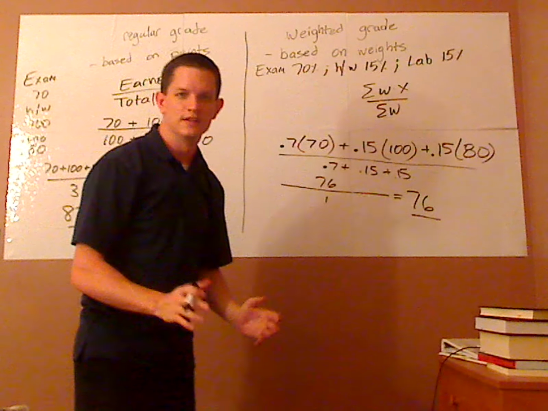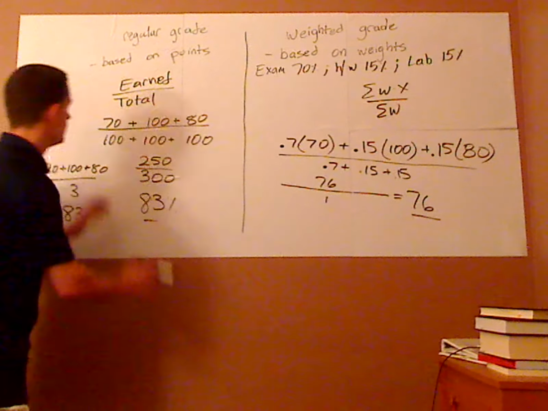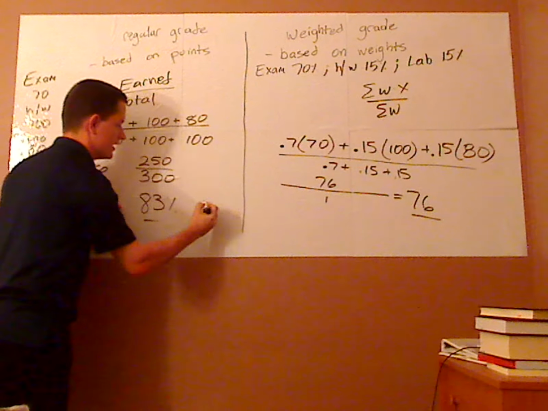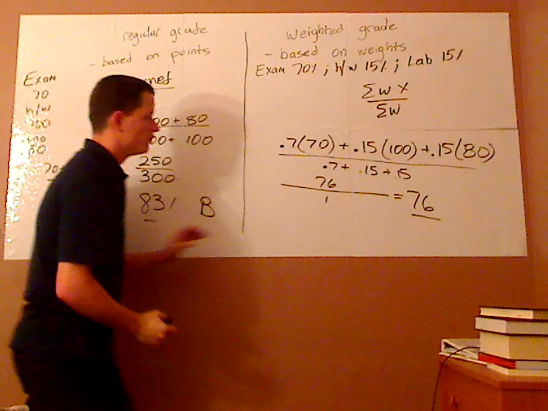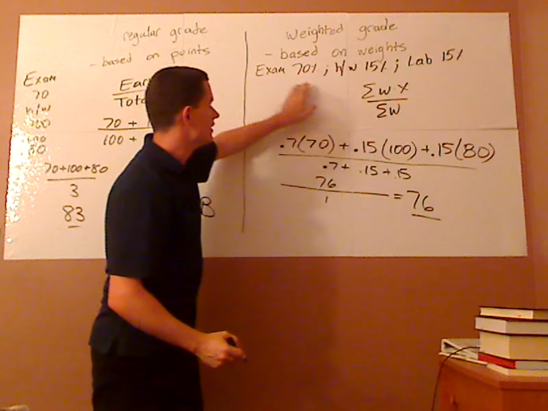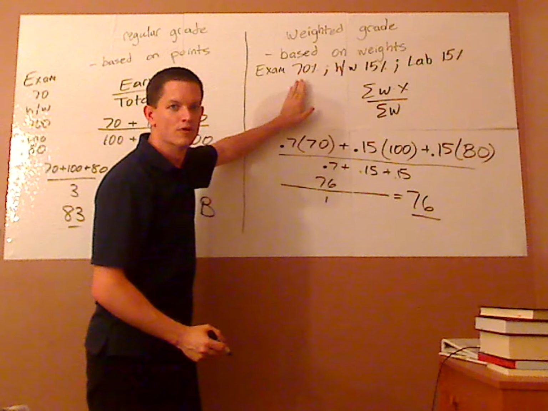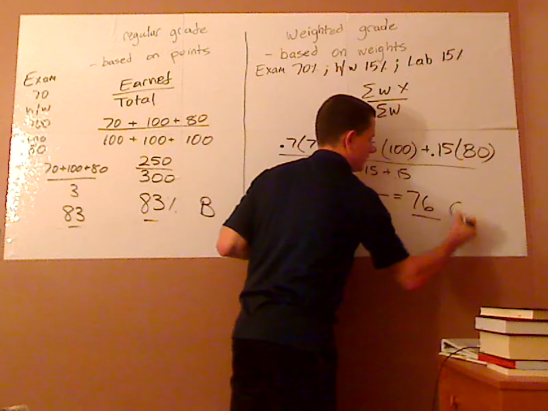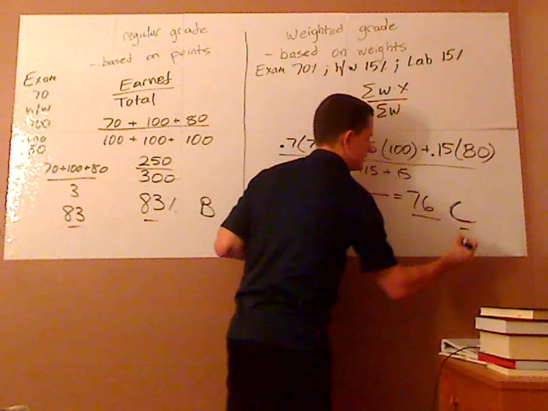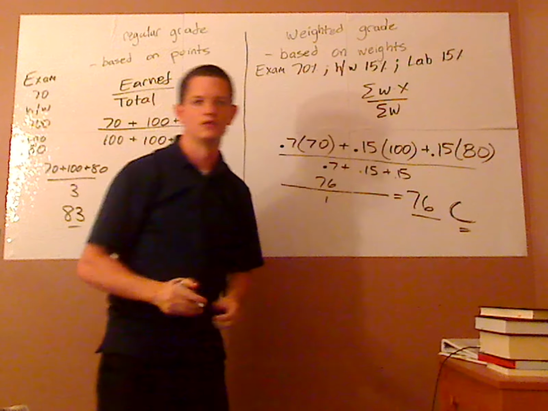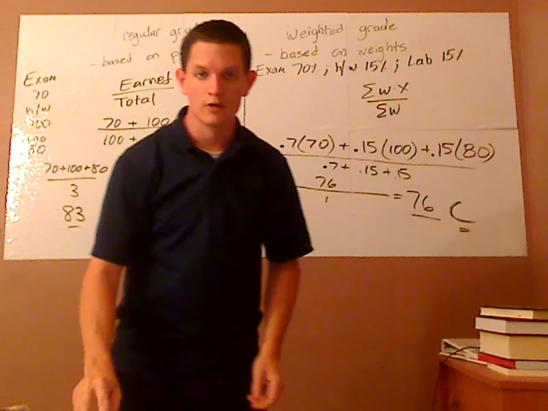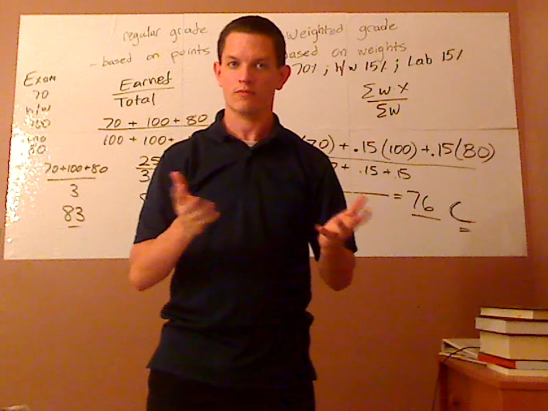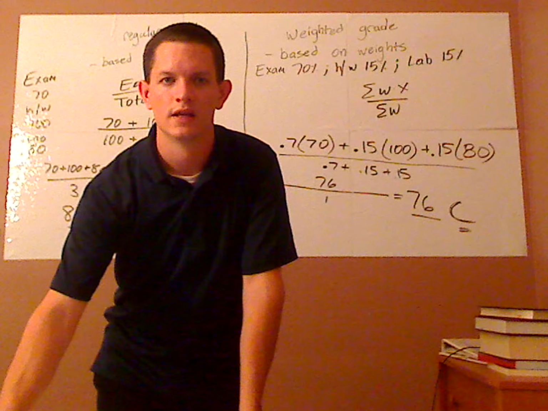So you can see the difference between the two. If you just have a regular point system, this person's getting a B. But with weighted grades, and notice that the exams have the most weight, this person over here gets a C. So that's the difference between a weighted grade and a regular point grade. And that's it.